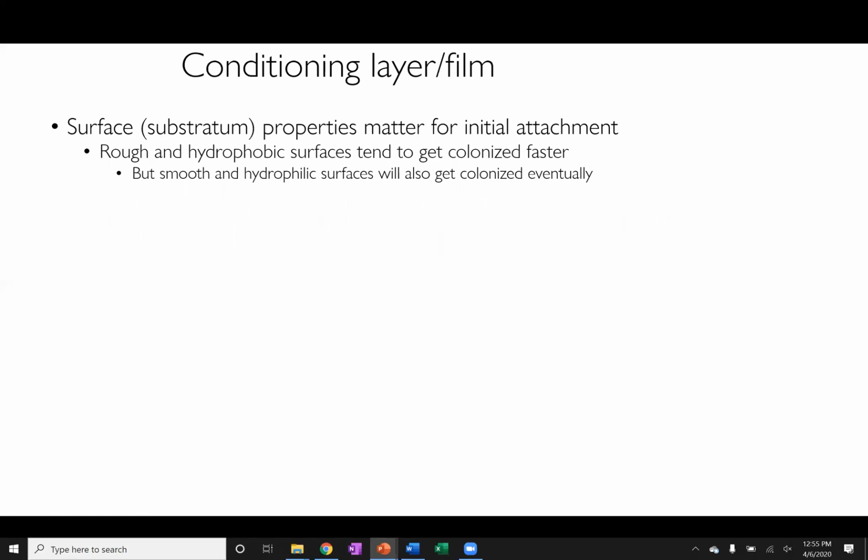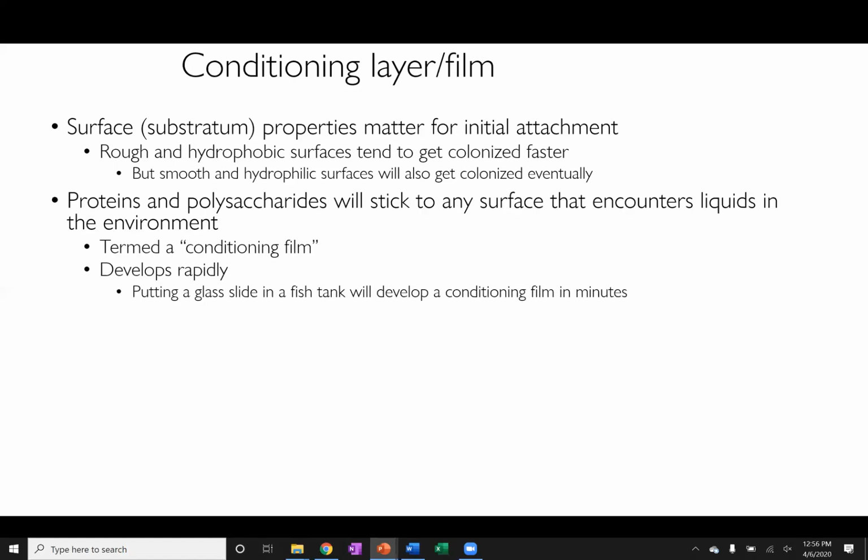But ultimately, these bacteria need to form a conditioning layer or film. The properties of the surface that they're going to attach to do matter. Surfaces that are rough and hydrophobic tend to get colonized faster. However, smooth and hydrophilic surfaces will also eventually get colonized. Proteins and polysaccharides will stick to any surface that has liquids in the environment. This is what we term the conditioning film. It develops particularly rapidly. The idea being you could put a glass slide in a fish tank and it will develop a conditioning film within minutes. So it's something that happens very, very fast.